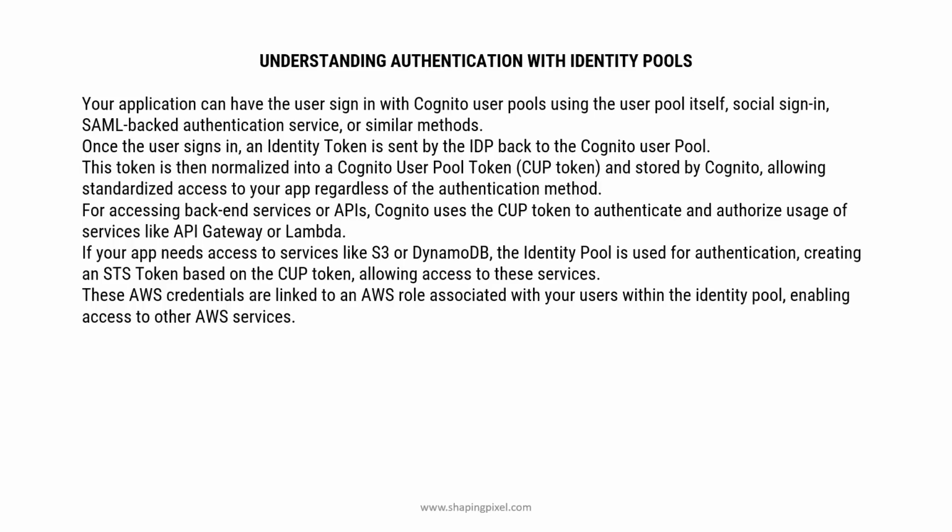For accessing backend services or APIs, Cognito uses the CUP token to authenticate authorized usage of services like API Gateway or Lambda. If your app needs access to services like S3 or DynamoDB, the identity pool is used for authentication, creating an STS token based on the CUP token, allowing access to these services. These AWS credentials are linked to an AWS role associated with your user within the identity pool, enabling access to other AWS services.